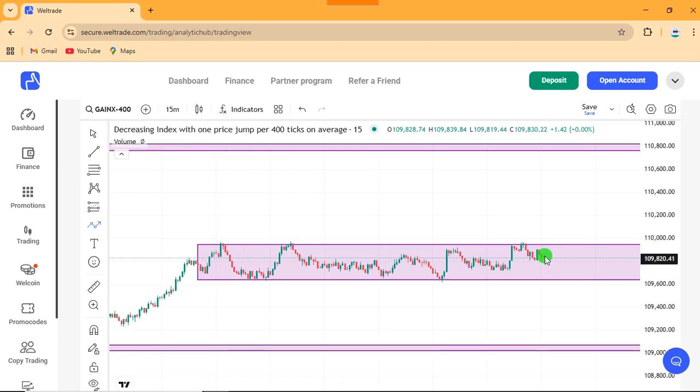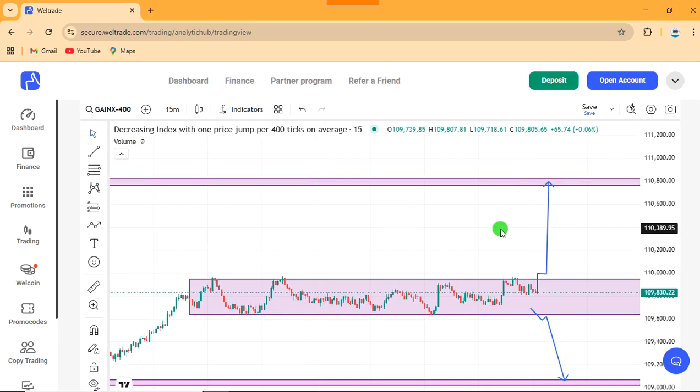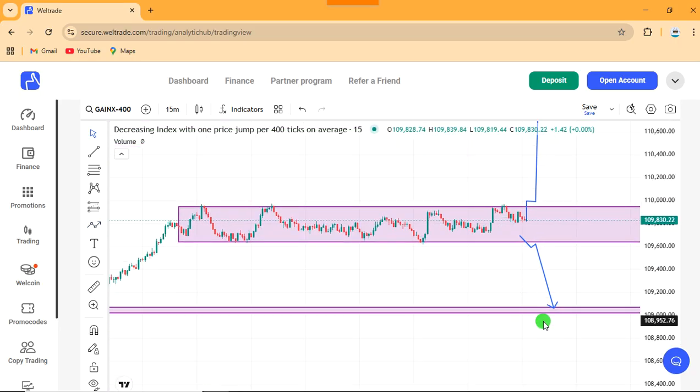for us to go long to this level, then a break below this for us to go short to this level. Then you can see any movement above this is a major uptrend. Any movement below this is a major downtrend.